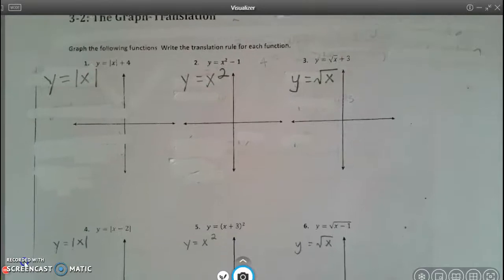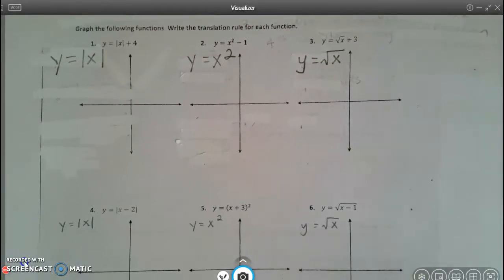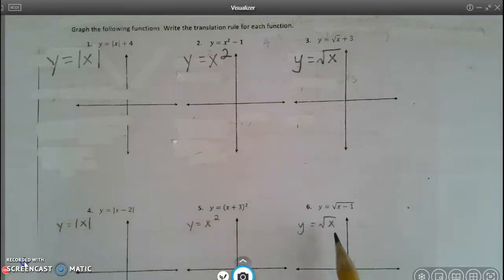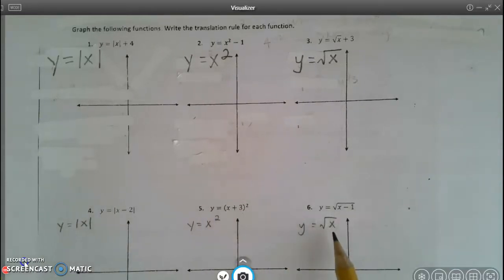Let's go down to 4, 5, and 6 and do the same thing here. You can see that I've already written those in. For number 4, y equals the absolute value of x minus 2, the parent function is y equals the absolute value of x. For y equals the quantity x plus 3 squared, the parent is simply x squared. If we were to expand x plus 3 squared, it would be x plus 3 times x plus 3, and we would end up with a quadratic. And y equals the square root of x minus 1, its parent function is y equals the square root of x. So that's our first step, to determine the parent function.